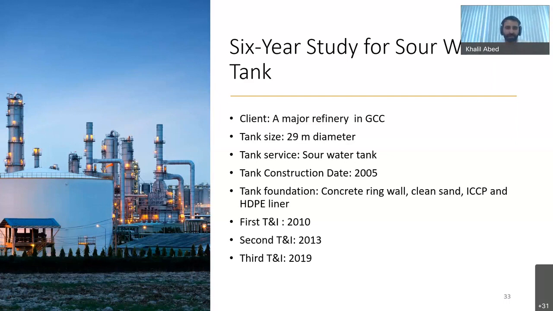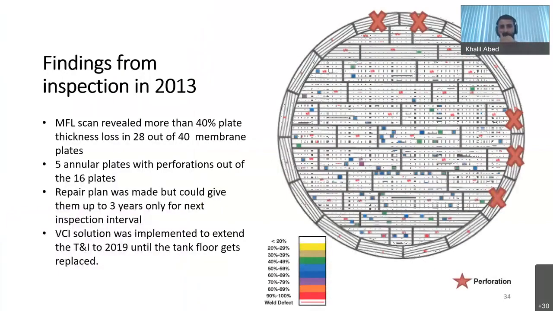So they utilized the vapor phase corrosion inhibitor, and these are the findings from the inspection in 2013. The main findings were more than 40% thickness loss in 28 out of 40 membrane plates, and 5 annular plates with perforations out of 16 plates.